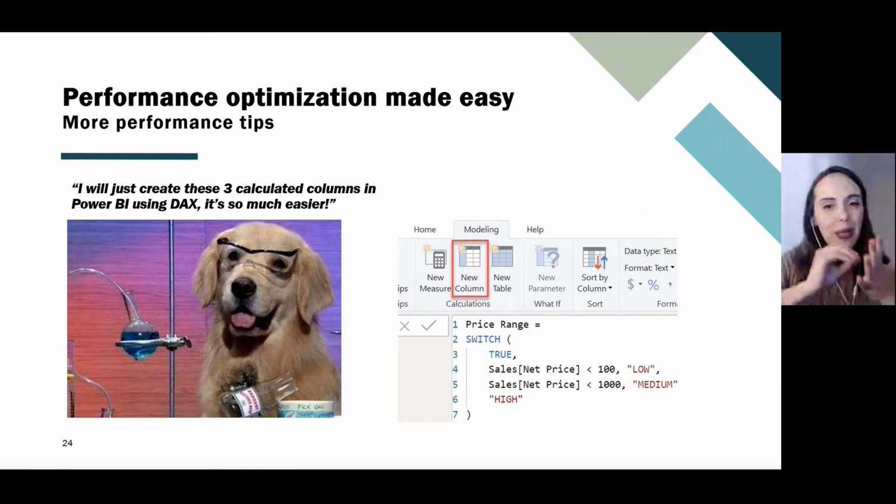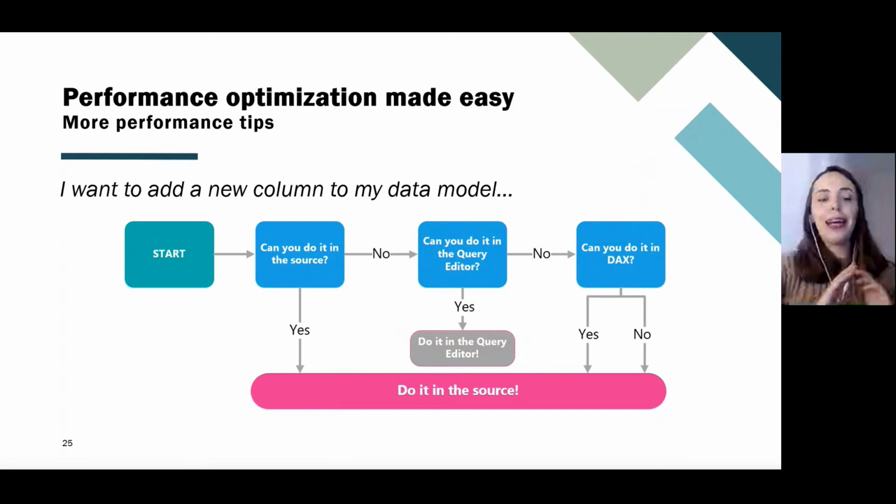And as a result, because the calculated columns in DAX are not part of that compression evaluation, Power BI doesn't really optimize the calculated DAX columns. So don't try to create calculated DAX columns. This is the last resort. So if you can't do it any other way, then I have this little chart for you.